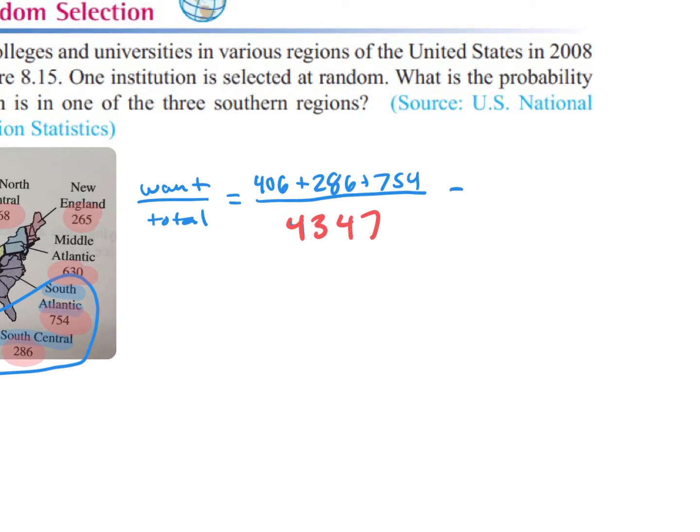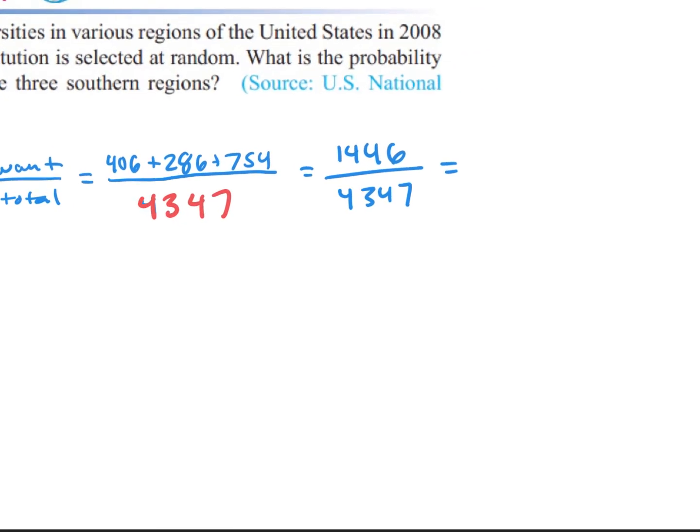What do we get when we add 406 plus 286 plus 554? So 1446 divided by 4,347. 0.3326. So then as a percent, this would be 33.26%.